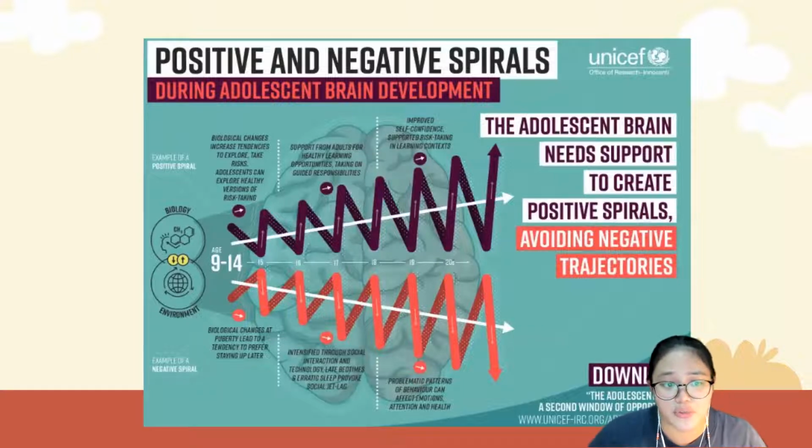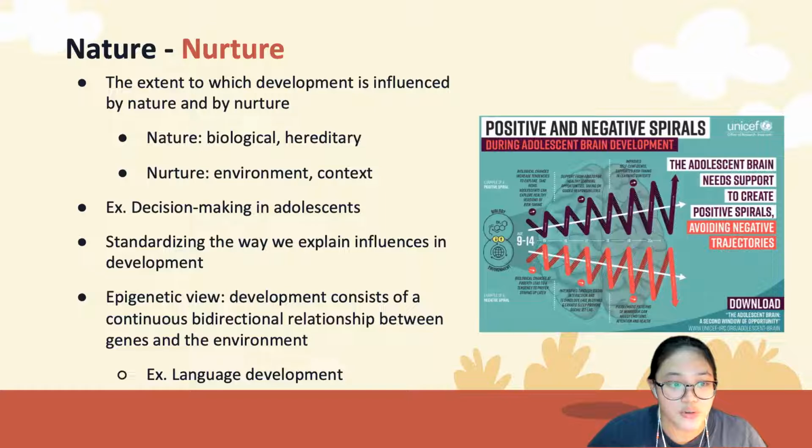This image can also bring us to the epigenetic view. In talking about nature and nurture, research rooted in the epigenetic view has been increasing. The epigenetic view focuses on the idea that development consists of a continuous bidirectional relationship between genes and the environment. Breaking that down a little more, continuous means it's not just a one-time event, and bidirectional means that one affects the other.